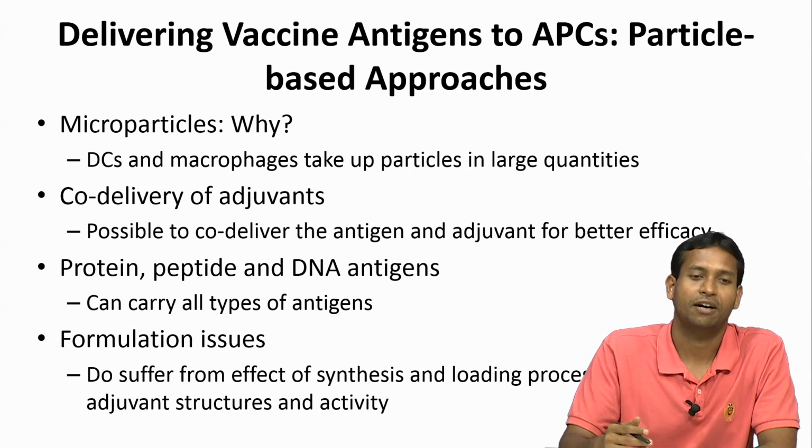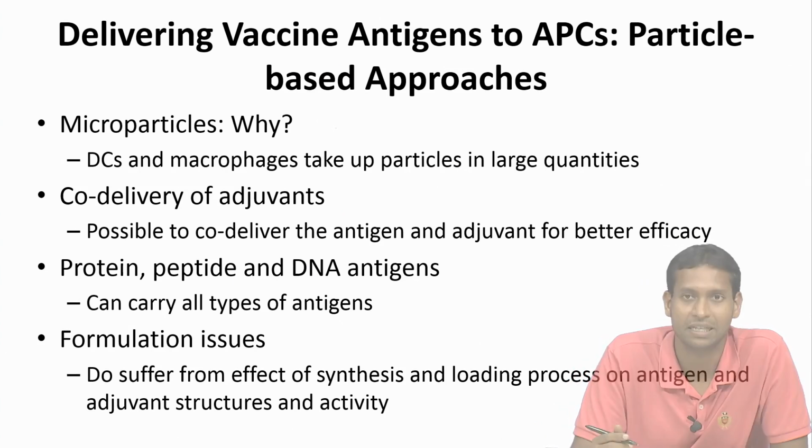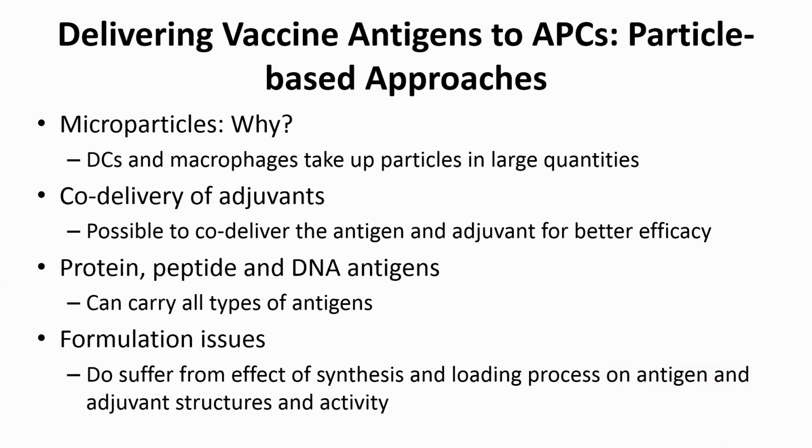Okay. So, now having done this, we are going to go to how we can use particles to deliver these vaccines. And so, delivering vaccines can be done through particle based approaches. And why do we want particle based approaches? First of all, micro nanoparticles are widely used, and why they are used is because these APCs, antigen presenting cells, like dendritic cells and macrophages, take up particles in large quantities.